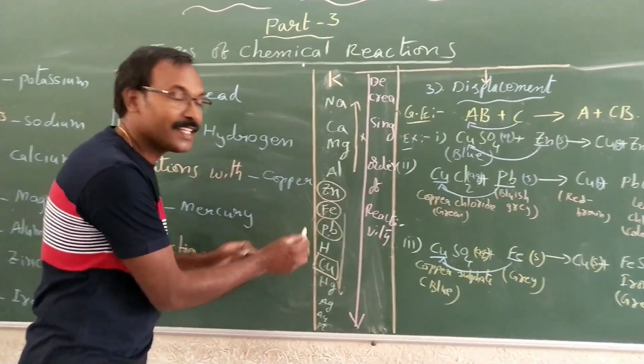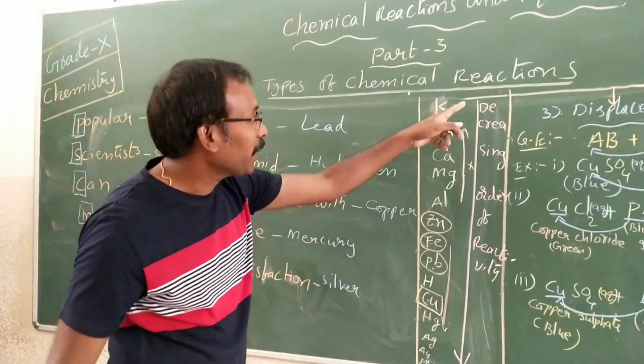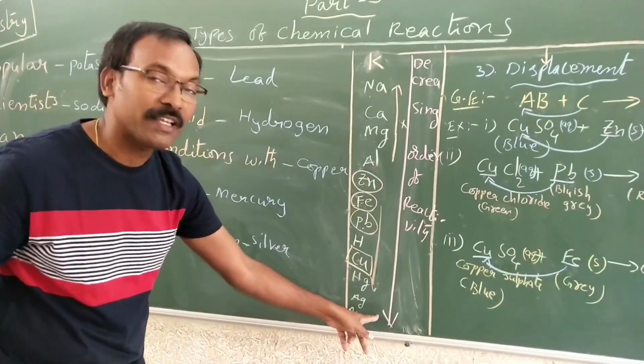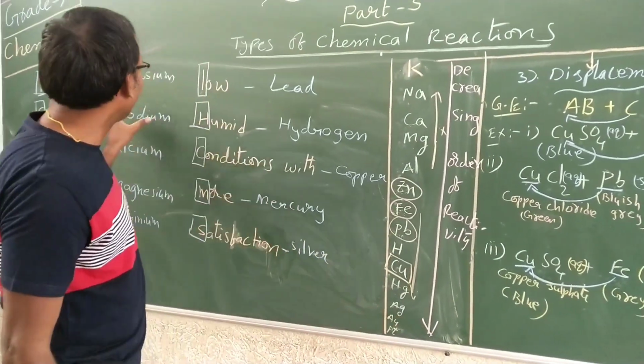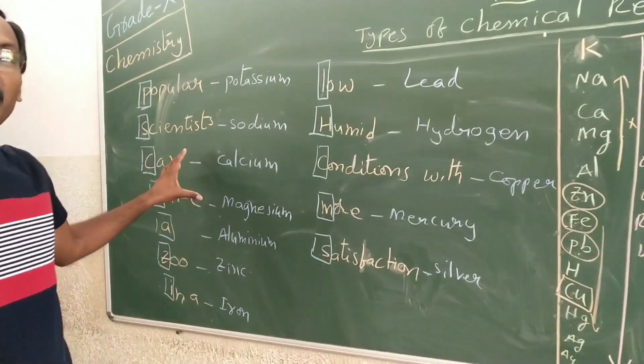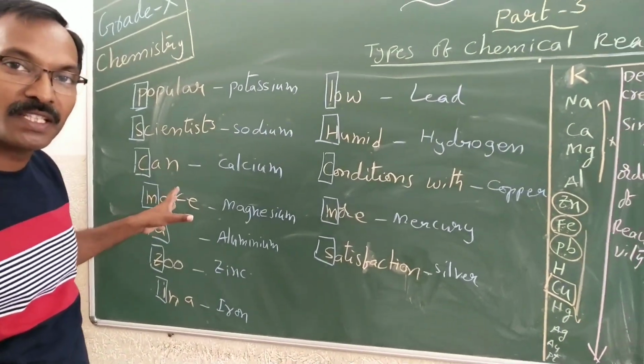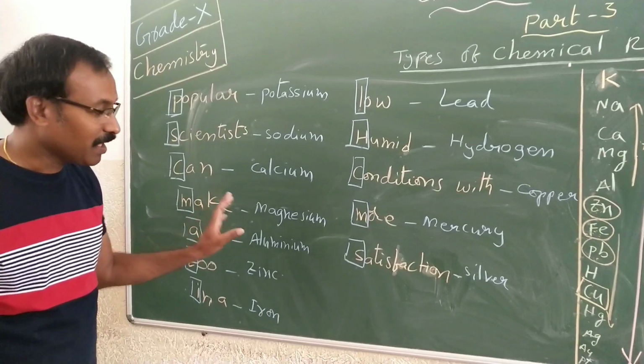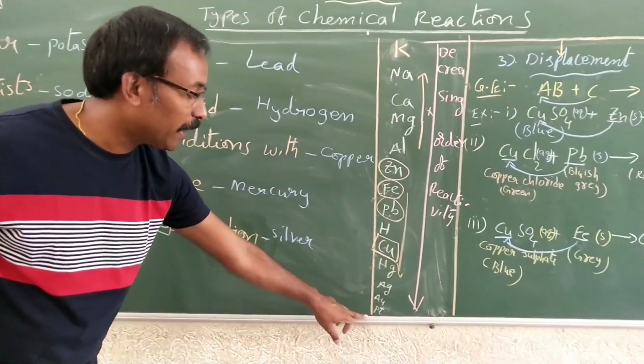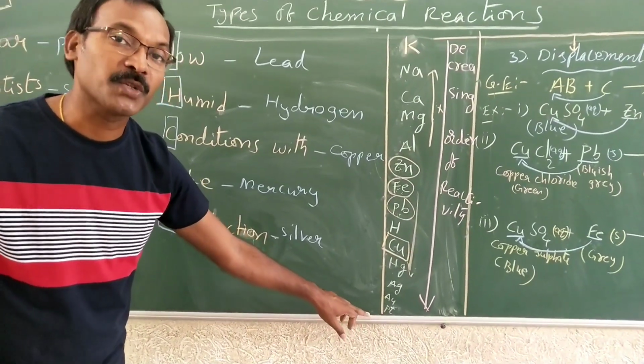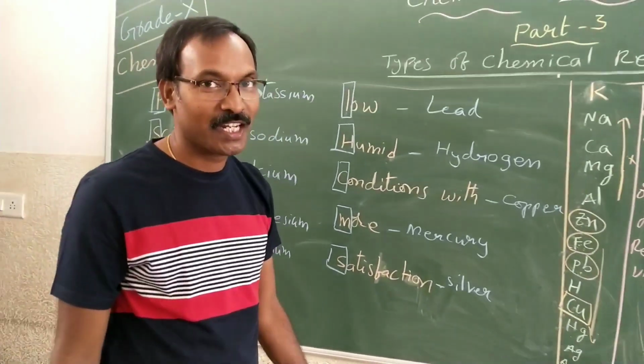Yes, this is the clue I would like to give you. Gradually, this is the decreasing order of the activity series. Okay, and this is the mnemonic. Popular scientists can make a Jew in a low humid conditions with more satisfaction. And the last two words, gold and platinum, are the least reactive of anything else. Okay, children, I hope you understood.